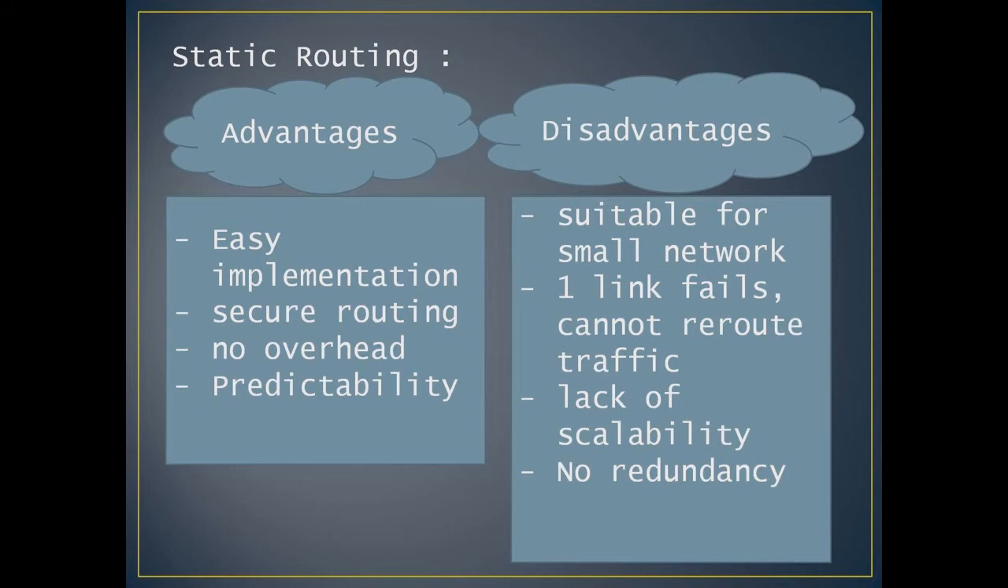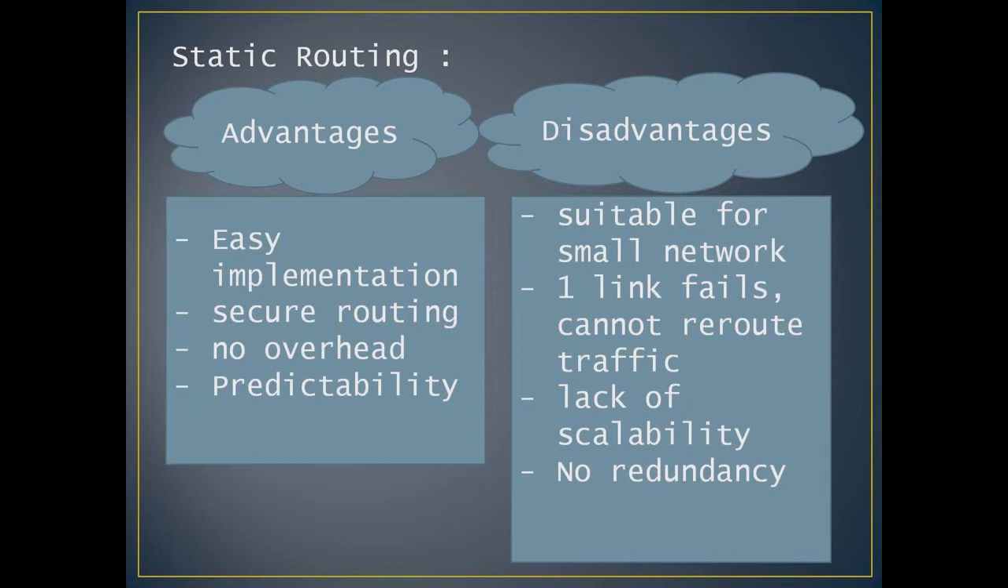That's why through routing it is very easy to implement. Next, it is a secure way of routing. Why is it a secure way? Because there will be no information that is shared with other routers, so the information is kept only between the router and the message received.